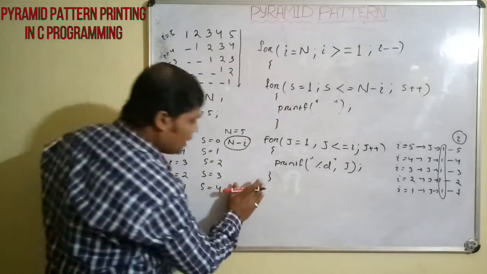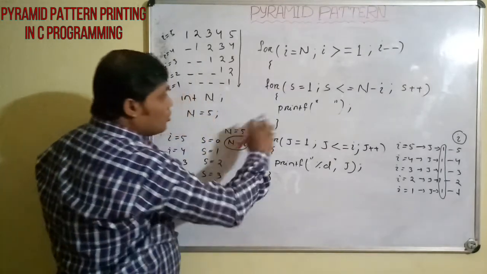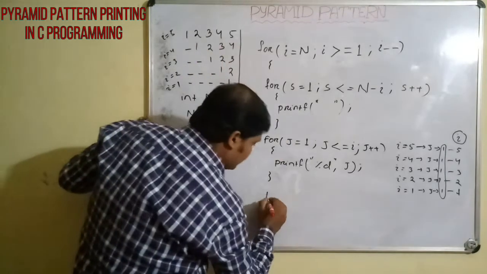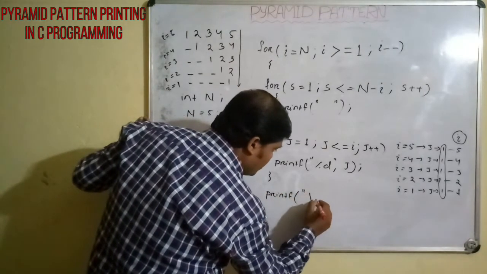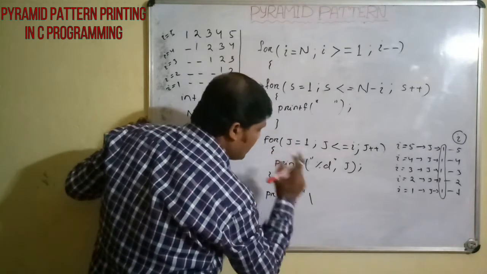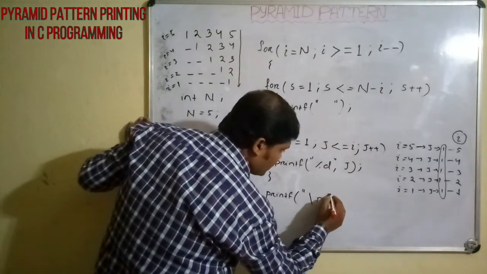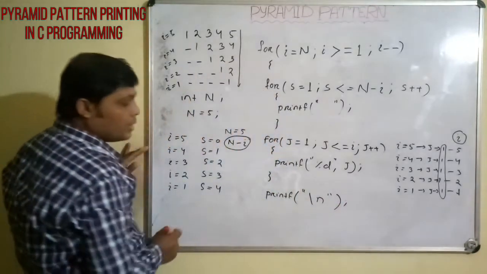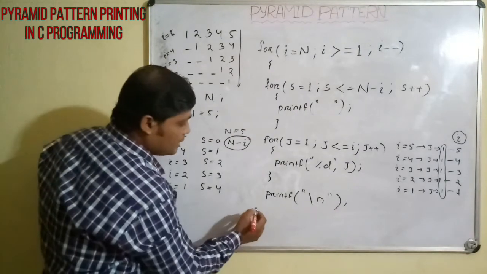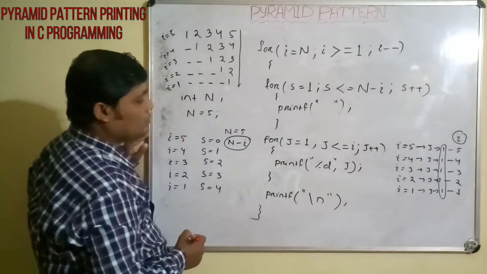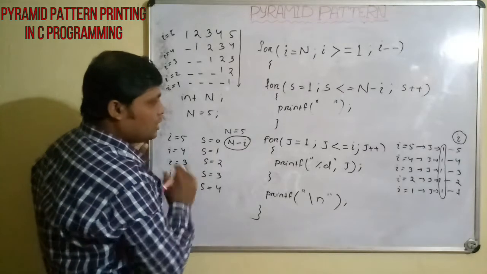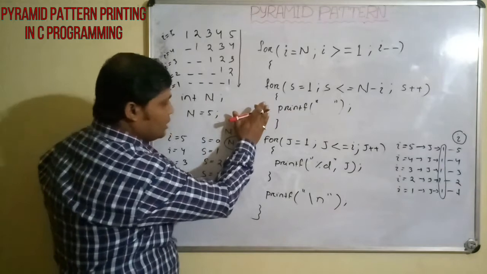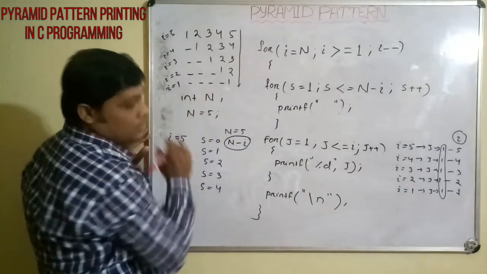Clear? Now, when it is going to the next line, the cursor will go to the next line. When it is going for the next i, it is going to the next line. For the next line, what am I writing? Printf backslash n. And this is the end of the i loop. Clear? Now just see whether this logic is printing this or not.